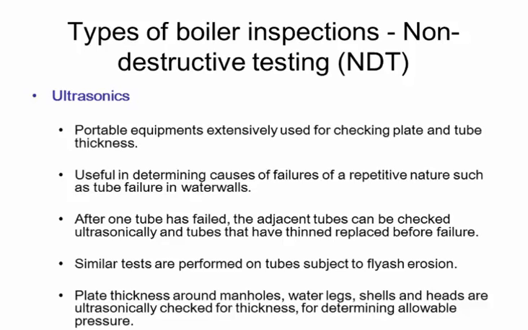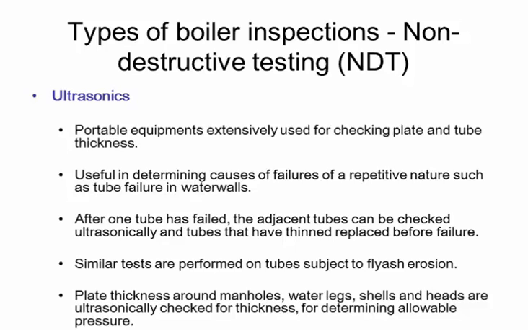Types of boiler inspections: NDT or non-destructive testing, you all know that. And these are some of the testing methods I just mentioned earlier. Ultrasonics: basically portable equipment, extensively used for checking plate and tube thickness, useful in determining the causes of failure of a repetitive nature, such as tube failure in water walls.